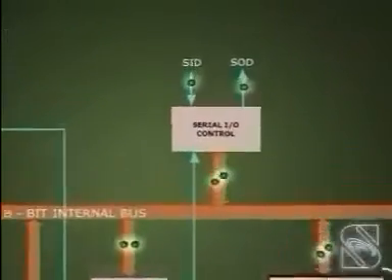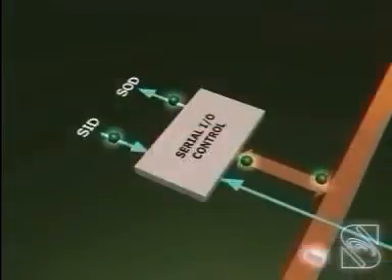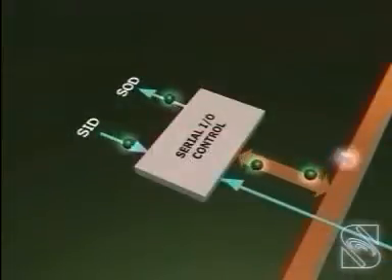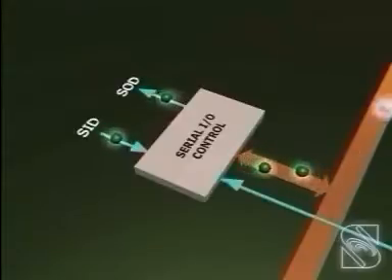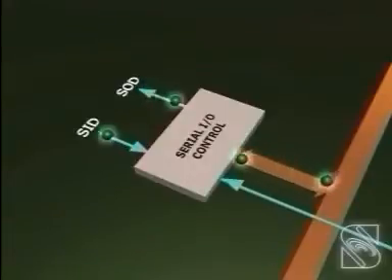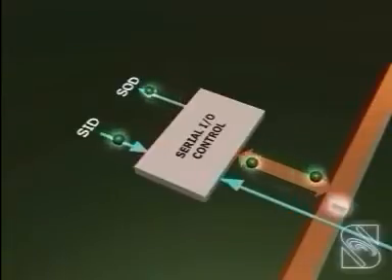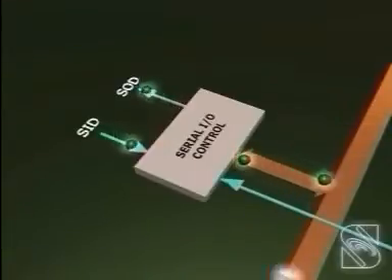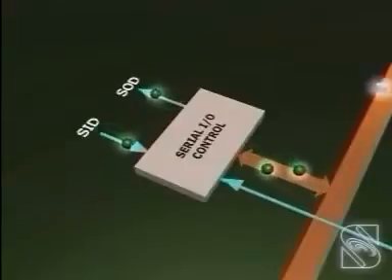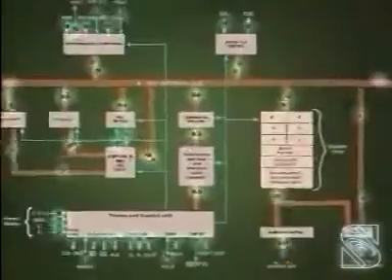Serial I/O control. Sometimes I/O devices work with serial data rather than parallel. The serial input data enters 8085 through pin 5, SID, serial input data, and leaves through pin 4, SOD, serial output data. Two new instructions known as SIM and RIM allow us to perform the serial parallel conversion needed for serial I/O devices.